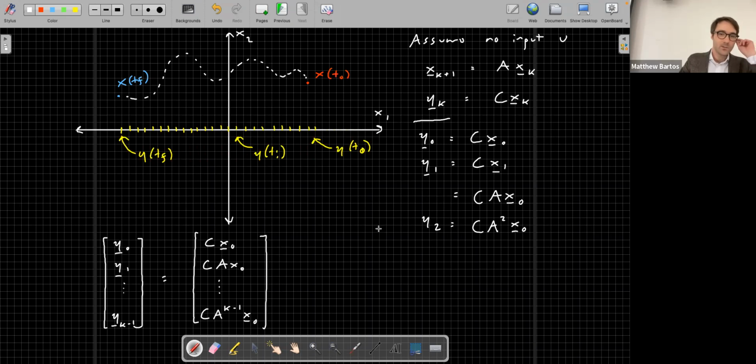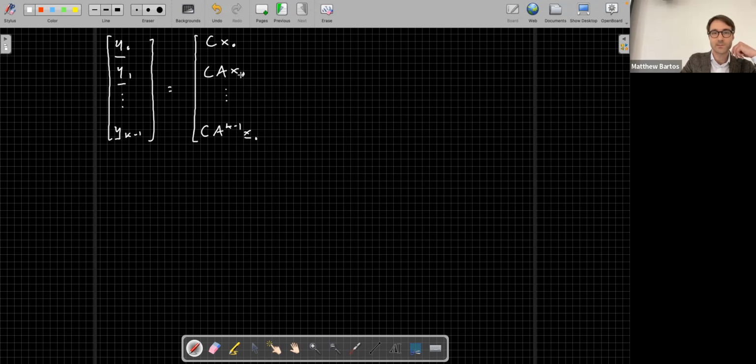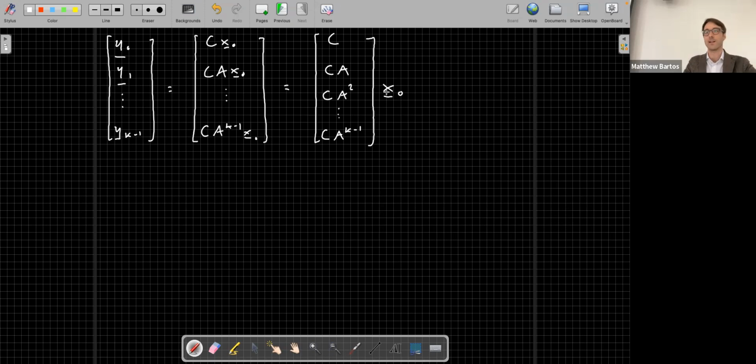All right. So we can go ahead and expand this out. I'm actually going to move to the next page here. So again, we have y naught, y1, all the way through yk minus 1 is equal to, we had C x naught, C A x naught, all the way through C A to the k minus 1 x naught. And we can just go ahead and factor out x naught. So we have this vector here. Actually, it's not a vector, it's a matrix: C, C A, C A squared, all the way through C A to the k minus 1. And we could just factor out x naught here.